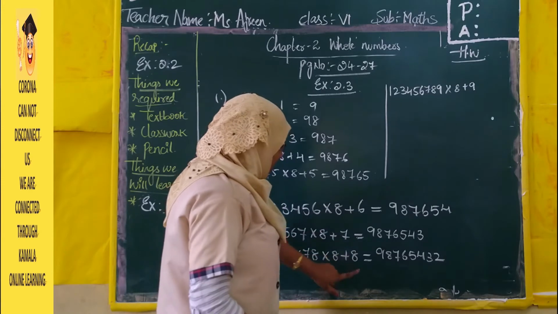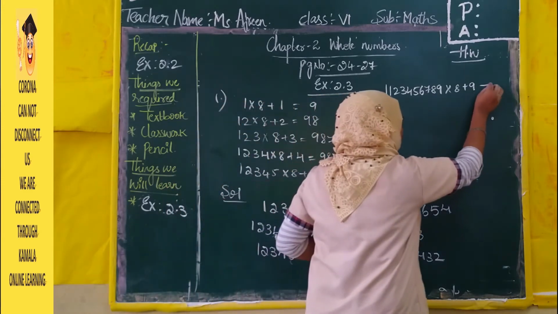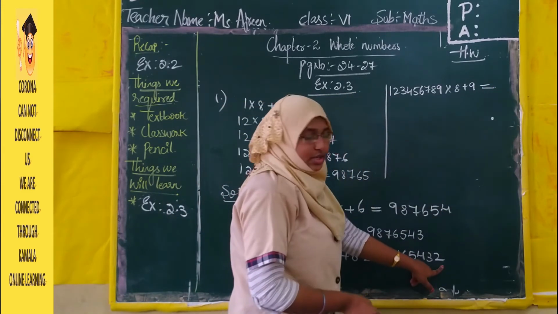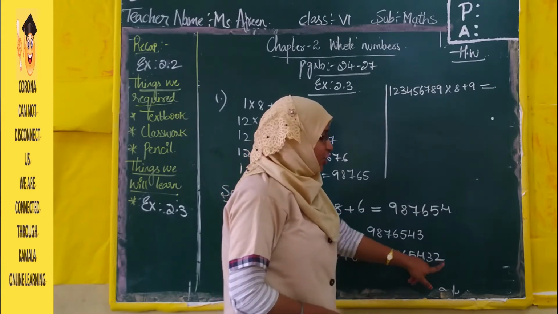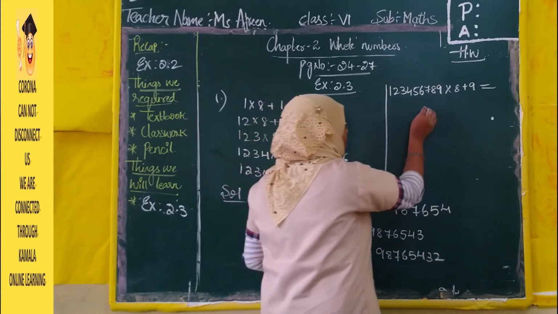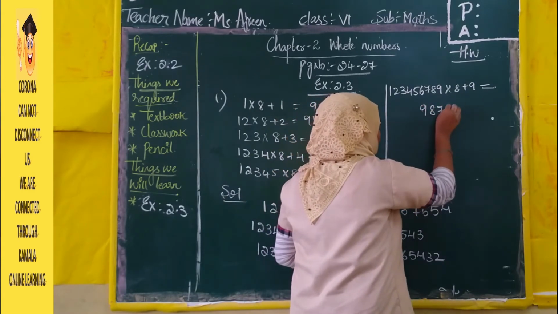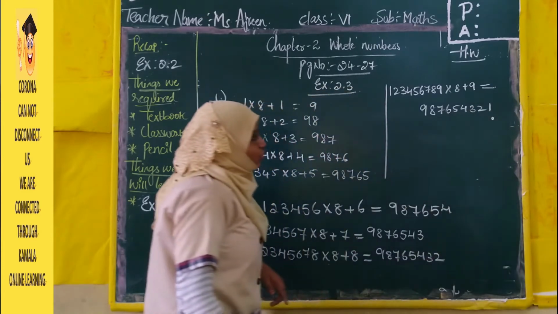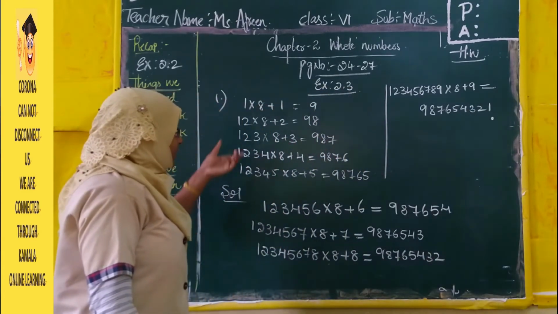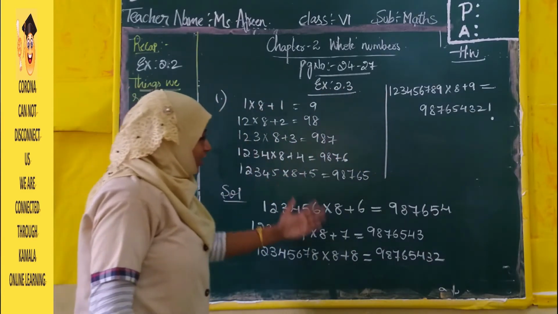Equals to, now the last number is 1. Till 2 here we got 9, 8, 7, 6, 5, 4, 3, 2, so here we'll get 1. So 9, 8, 7, 6, 5, 4, 3, 2, 1. These are the next 4 numbers. Simply we have observed the pattern and we have written the next numbers.